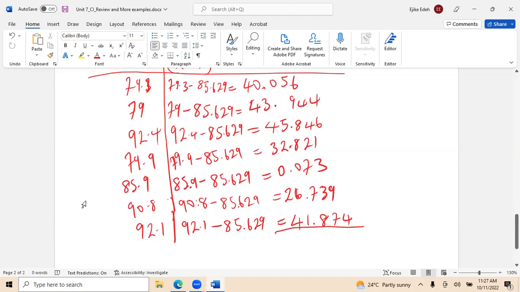Absolutely. All right, so let's go ahead and add everything and see what that sums up. 40.056 plus 43.944 plus 45.846 plus 32.821 plus 0.073 plus 26.739 plus 41.874. Okay, hopefully we have the same.